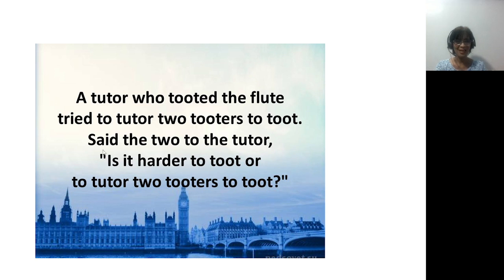You want to do it fast? A tutor who tutored a flute tried to tutor two tutors to toot. Is it harder to toot, or to tutor two tutors to toot? Huh. Sounds fun, right?